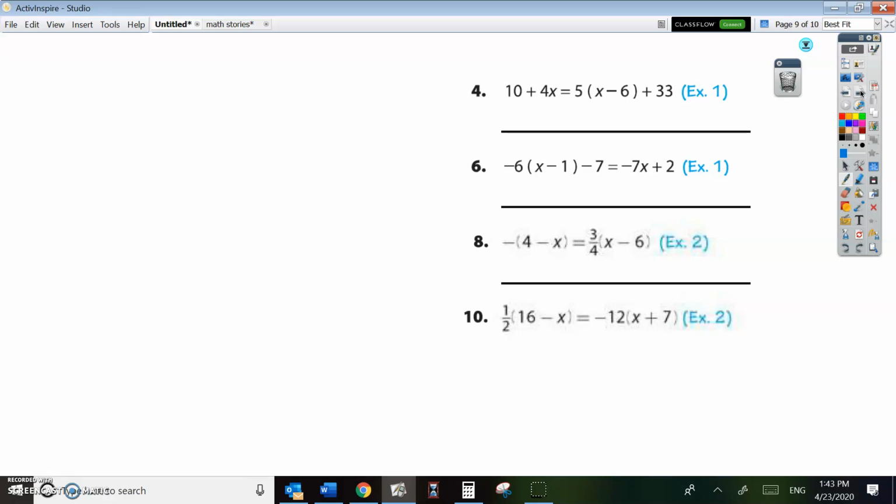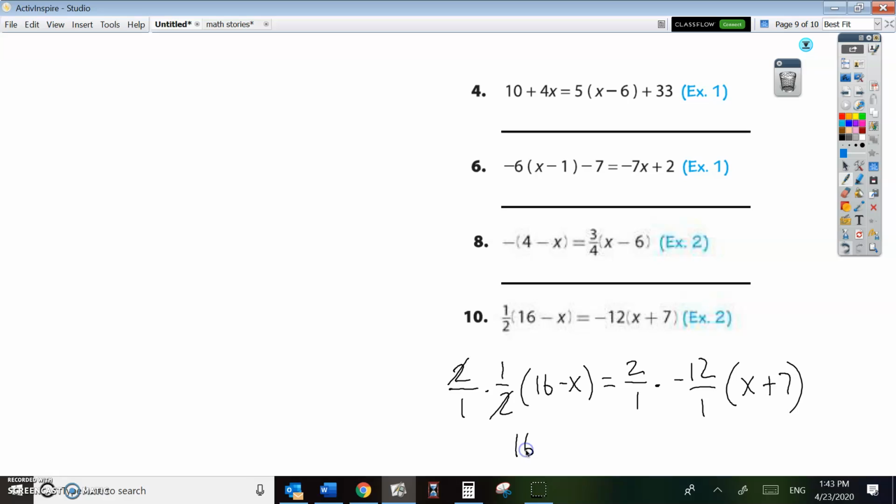We have a fraction in this problem, so let's multiply everything by 2 to clear the fraction out. So 2 over 1 times 1 over 2, parentheses 16 minus x, equals 2 over 1 times negative 12 over 1 times x plus 7. Okay, so these 2's will cancel, and you're left with 16 minus x equals 2 times negative 12 is negative 24.